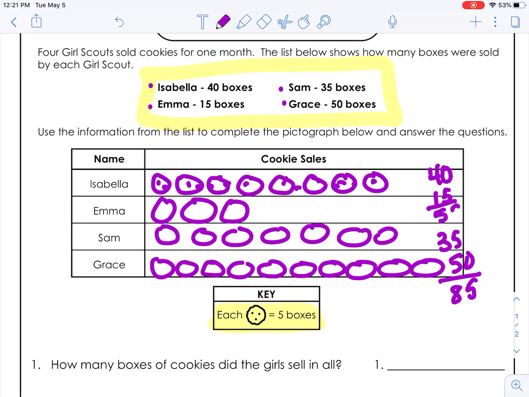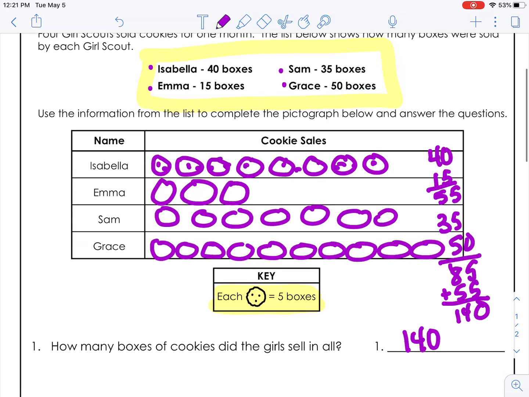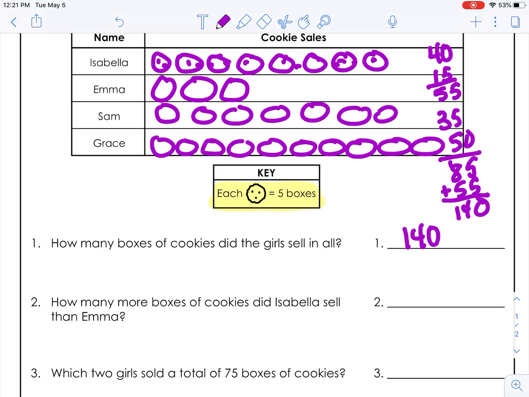Up here we have 40 and 15, so that's 55. So I'm going to add 85 plus 55 and get 140. Okay. Next question. How many more boxes? More means we're going to subtract. Did Isabella sell than Emma? So 40 minus 15 is 25 boxes.